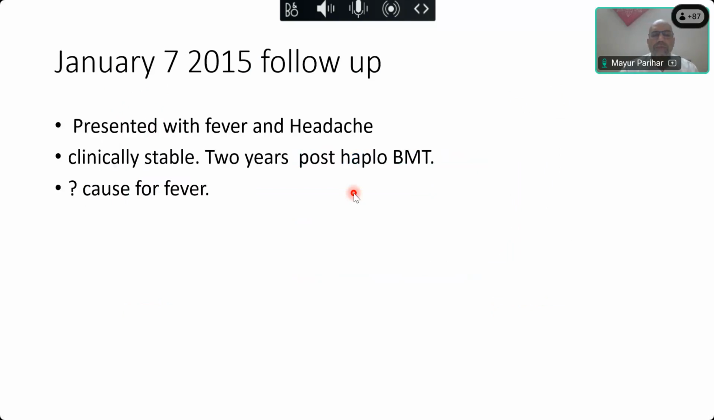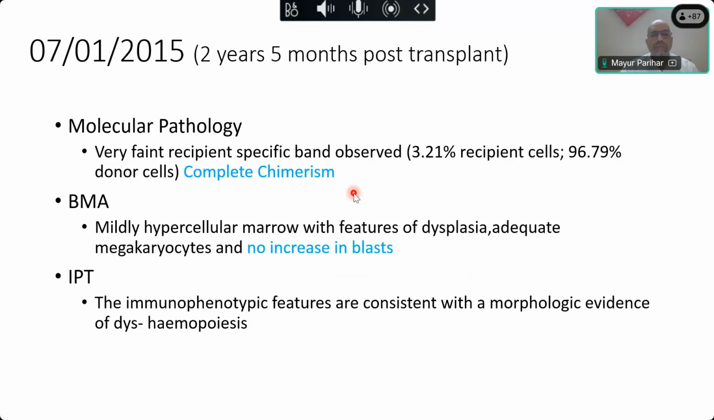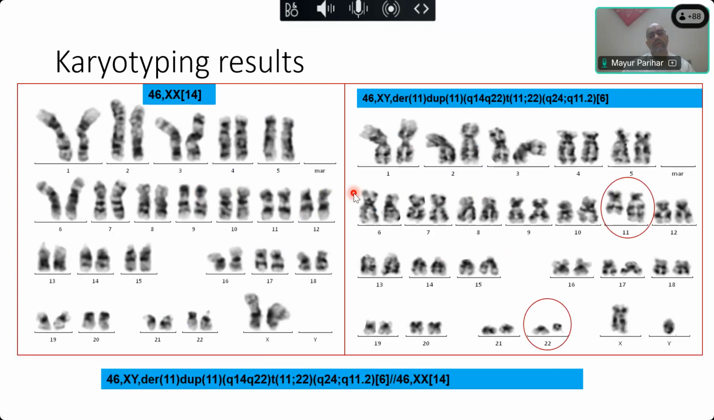So this patient was fine for 3 years, and then he presented after 3 years of transplant with fever and headache. Was it a viral fever? We did a molecular test which showed complete chimerism. Bone marrow aspirate showed no tumor cells. Immunophenotyping showed no dysplasia or dyshematopoiesis. And then we did a karyotyping.